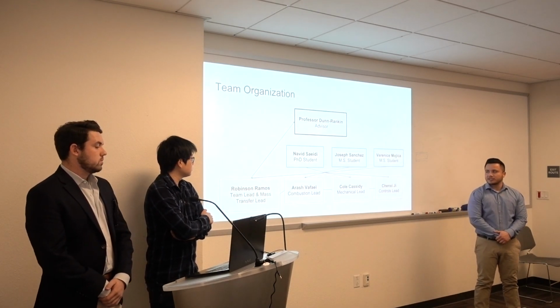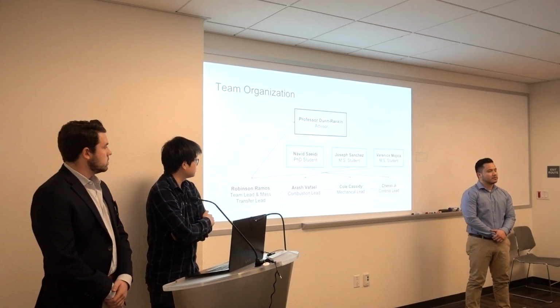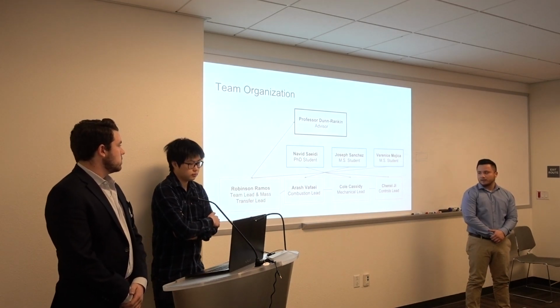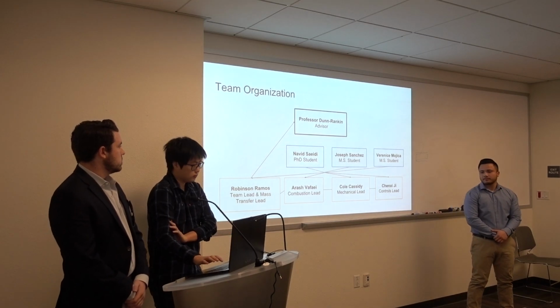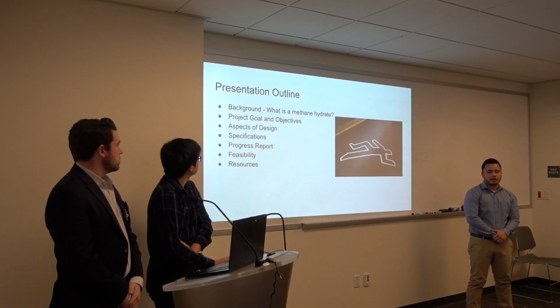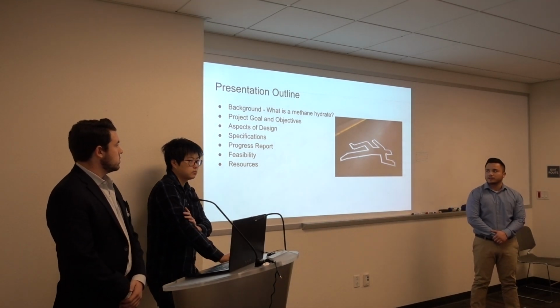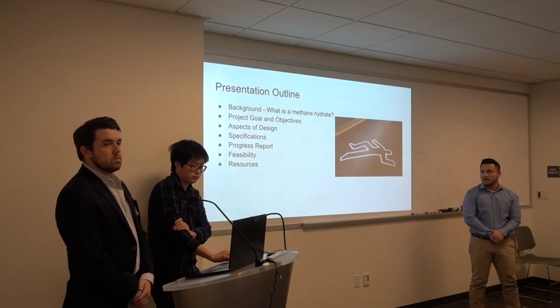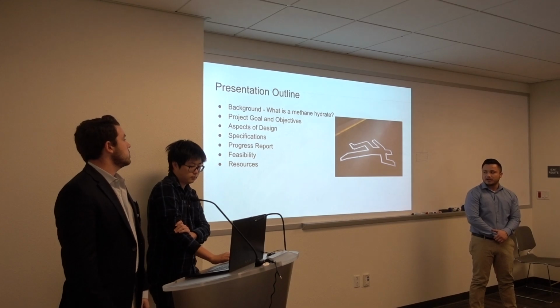So this is our team organization. We have split the work of this project into 4 categories: mass and transfer, combustion, mechanical, and controls. This is an outline of what we'll be presenting today: the background of what our project is focused on, the project goal and objectives, aspects of design, specifications, progress report, the feasibility of our design, and our resources.